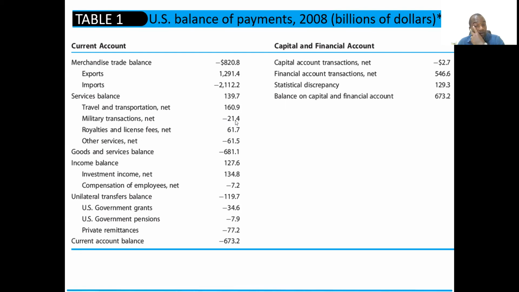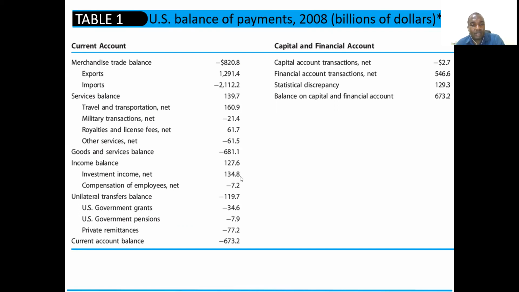minus 21.4, we get minus 21.6. And then we subtract from 160.9, we get 139.7. And then the goods and services balance, we just add the two balances, which is 139.7 and minus 820. You must be able to get a minus 681.1.